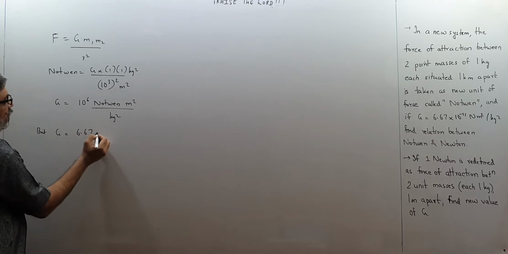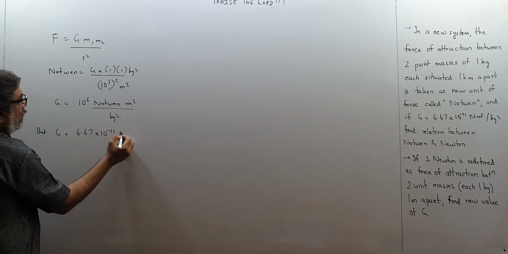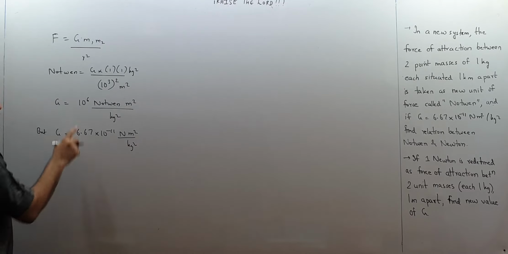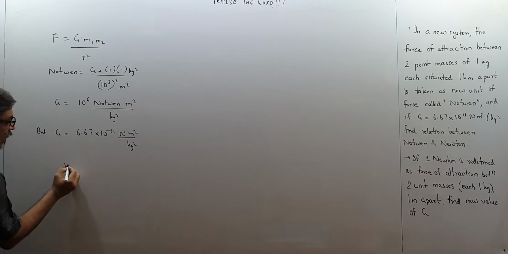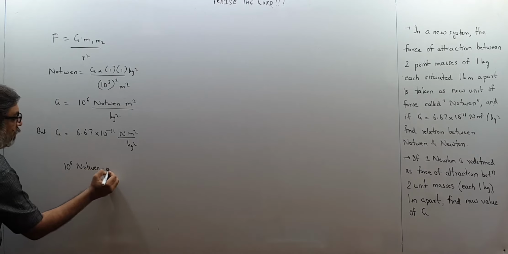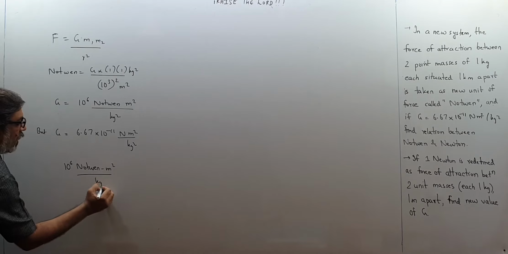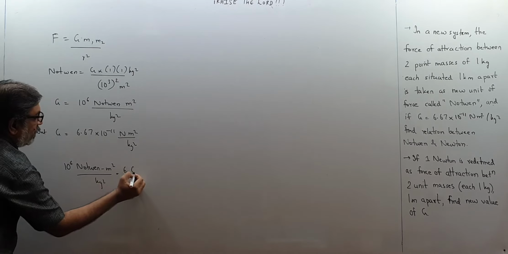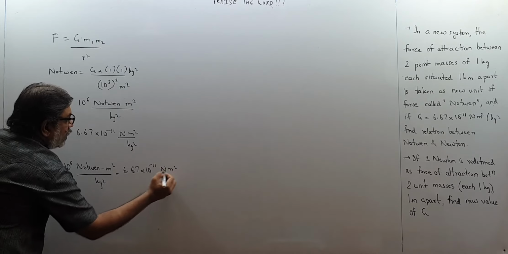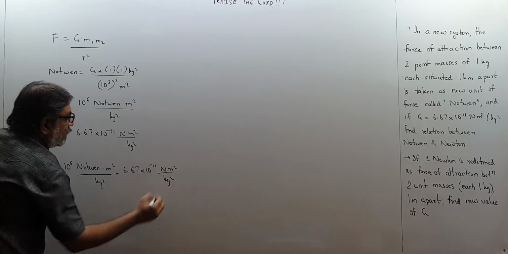That is 6.67 into 10 raised to minus 11 Newton meter square upon kg square. That is given to us. I equalize both of them. So 10 raised to 6 Newton meter square upon kg square becomes 6.67 into 10 raised to minus 11 Newton meter square upon kg square.